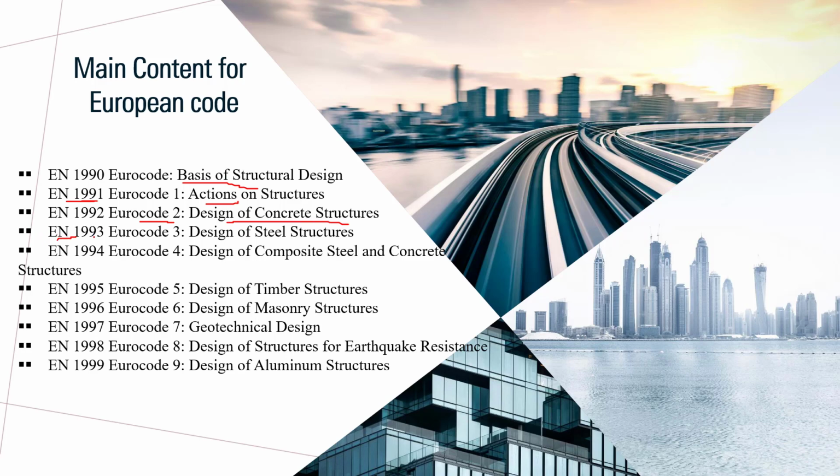Then European Code 1993, which is the design of steel structures, is the focus of this course. Then European Code EC4, design of composite sections of steel and concrete. 1995, or EC5, is the design of timber structures, then masonry structures, and geotechnical design according to EC7. EC8 is the design of structures to resist earthquakes, and EC9 is for aluminum structures.